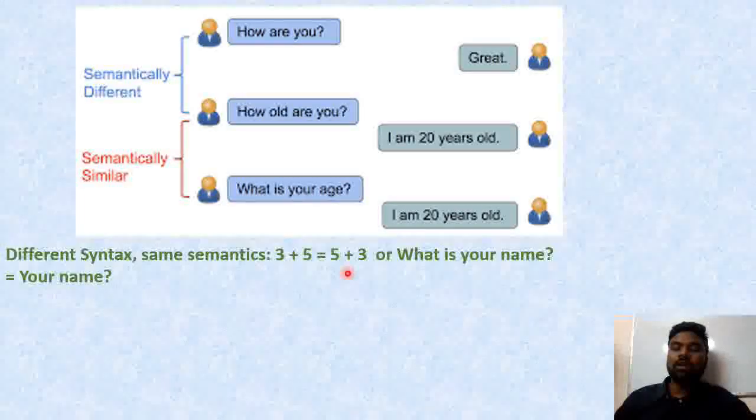So let us take another example. What is your name or your name? Okay, simply if you ask your name, okay, both have same meaning. What is your name and your name, but the way we have written this or the syntax is different. So this is an example of different syntax and same semantics.